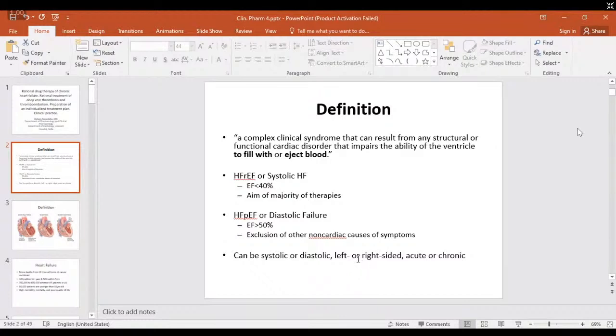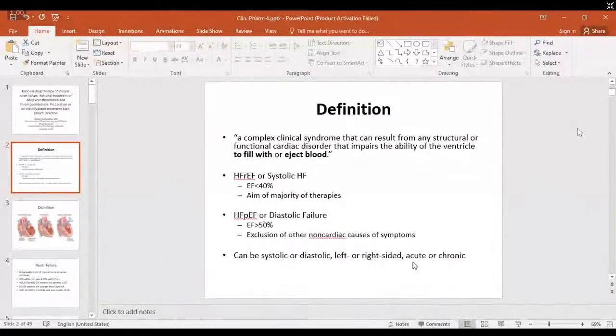If the left side of the heart, especially the left ventricle, is with a reduced ejection fraction, we call this left-sided heart failure. If the problem is with the right ventricle, we call this right-sided heart failure. Also, according to the time during which the heart failure develops, we divide the heart failure into acute and chronic.